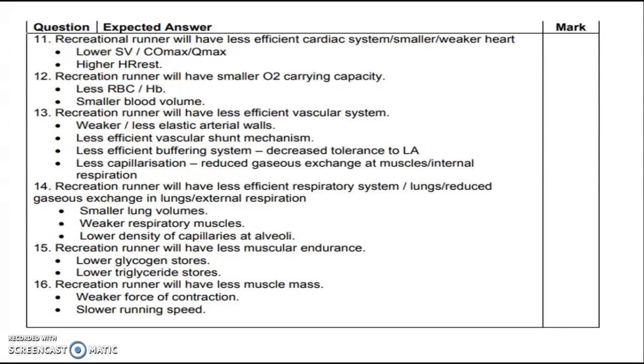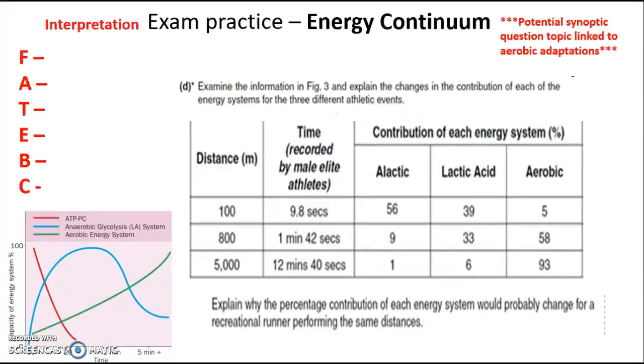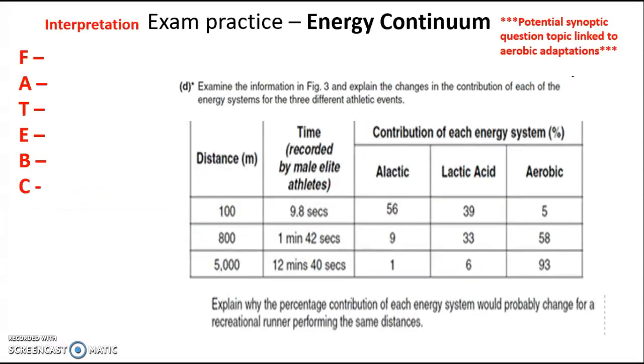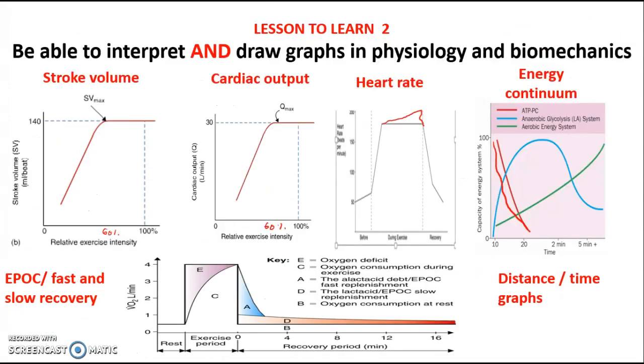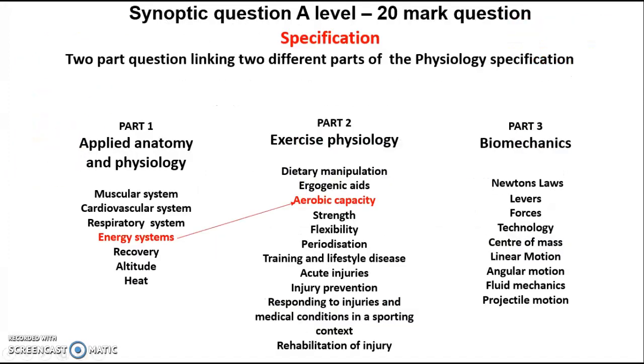Your aerobic adaptations, yet again, become the second part of a synoptic 20-mark question. So if I went off from there then, hopefully you've seen how that could work. Look back if you need to, pause the screencast on the mark scheme if you feel that would help you. But again, that just shows you, we'll just go back quickly here, how on here you're looking at how energy systems go straight through to the aerobic capacity or the aerobic adaptations. So that could be energy continuum linked to those.